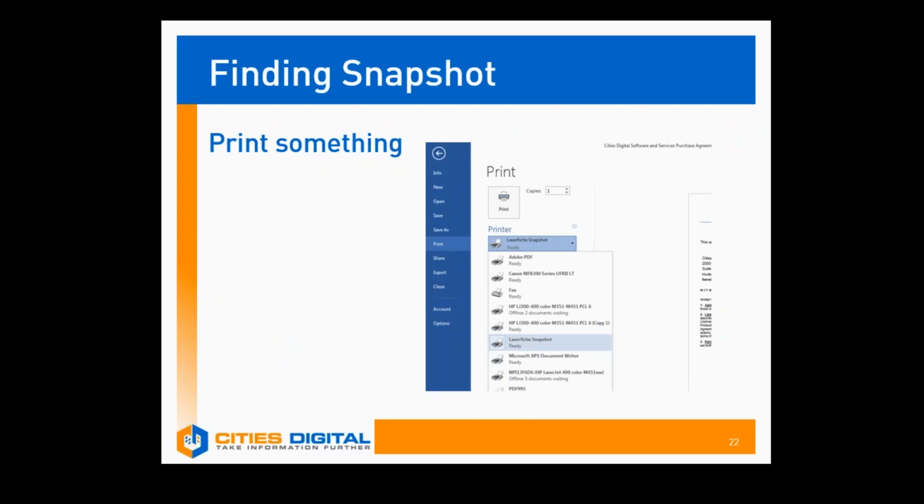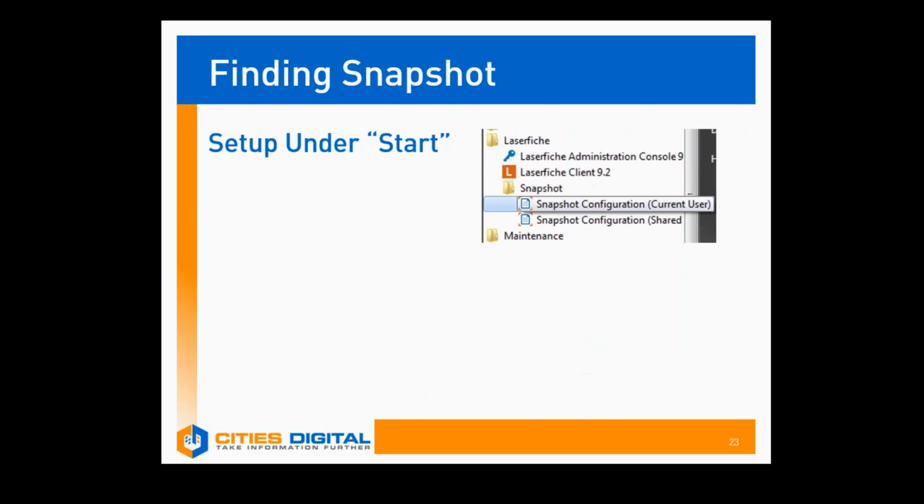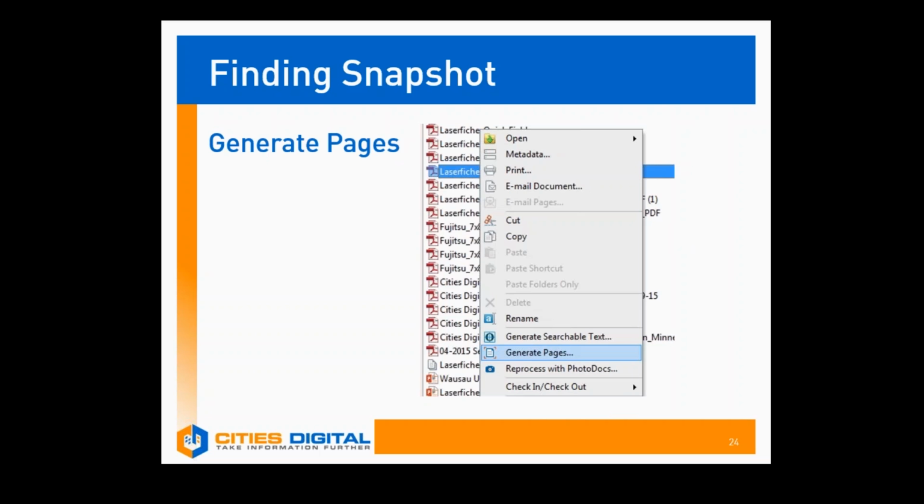And so the next question is, where is Snapshot? Where exactly do I find it on my computer? You find it as a printer. No big surprise there. Along with all of your other printers and all of your other distilling type programs, you're going to find it right there under the print option. So you choose Laserfiche Snapshot as your printer from any program. It could be Google Chrome, it could be Word or QuickBooks or any of those types of applications. Boom. You can also find the settings under the Start menu. If you navigate to Laserfiche, then go to Snapshot, you can set your current user or your shared printer configurations.